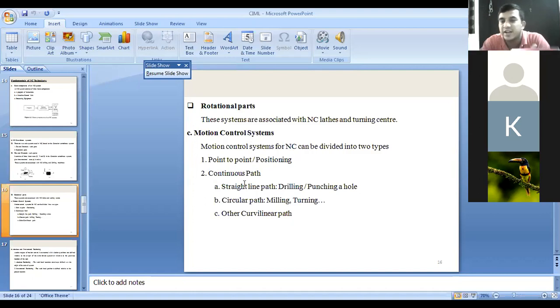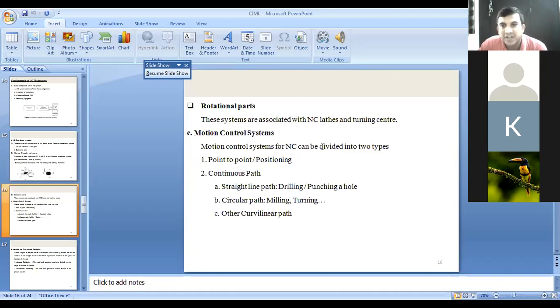Or in an end milling operation or turning operation, we go for a continuous path. In whatever turning rotation you move the cutting tool, it is a continuous path. It may be a straight line, or it may be a curved line, or it may be a combination of straight and curve, a curvilinear. These are the two things.